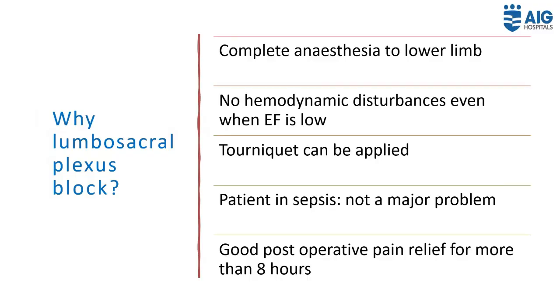Now let's discuss why a lumbosacral plexus block. There are several compelling reasons to choose this block in such scenarios. It provides comprehensive anesthesia to the lower limb. It preserves cardiovascular stability, which is crucial in patients with low ejection fraction or recent cardiac events. It allows the use of a tourniquet if needed. Unlike central neuraxial blocks, this can be safely used in septic patients. It provides prolonged postoperative analgesia lasting more than 8 hours, which reduces opioid consumption and promotes early mobilization.